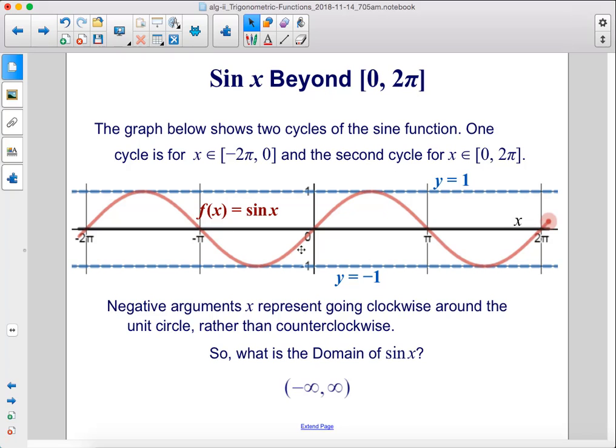The graph below shows 2 cycles of the sine function. One cycle is for x belonging to -2 pi until 0, and the second cycle is for x between 0 and 2 pi. Negative arguments x represent going clockwise around the unit circle rather than counterclockwise. So what's the domain of sine x? -∞ to infinity. All real numbers.